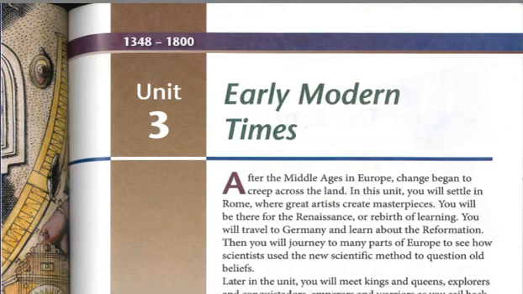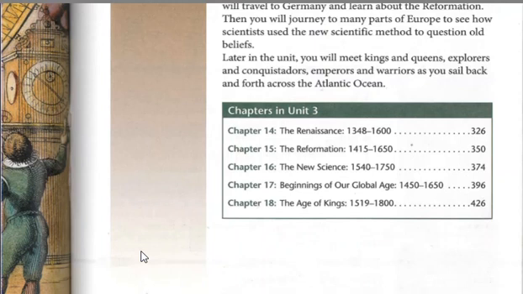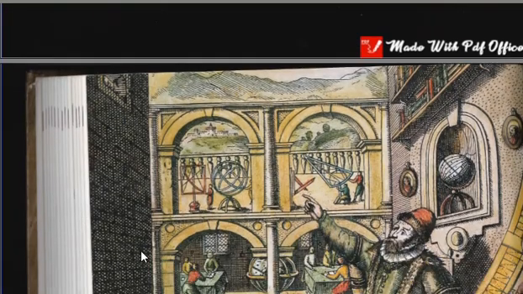Then you will journey to many parts of Europe to see how scientists used the new scientific method to question old beliefs. Later in the unit, you will meet kings, explorers, and conquistadors, emperors, and warriors as you sail back and forth across the Atlantic Ocean. There are 5 chapters in this unit. We're only going to use the first 4: the Renaissance, the Reformation, the new science, the beginnings of our global age.